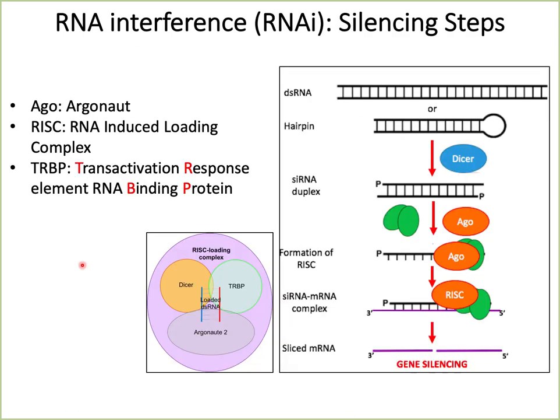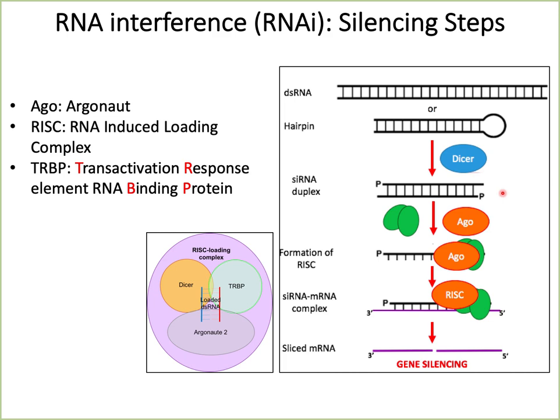So in this process, what we are seeing is that suppose you have the double-stranded RNA or the hairpin that we talked about, and Dicer will actually cut it into a 23 nucleotide sequence, which is an siRNA duplex. Then you have a step where you form something called a RISC, which is an RNA-induced silencing complex. This contains a protein called Argonaute, and TRBP, transactivation response element RNA binding protein. So you can see that this is a RISC complex with Dicer, TRBP, Argonaute, and the double-stranded RNA.